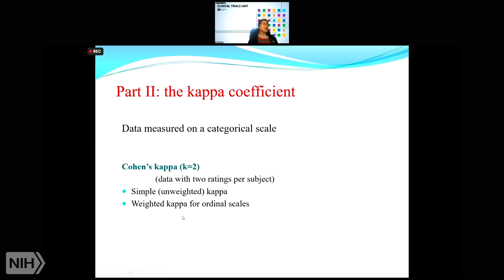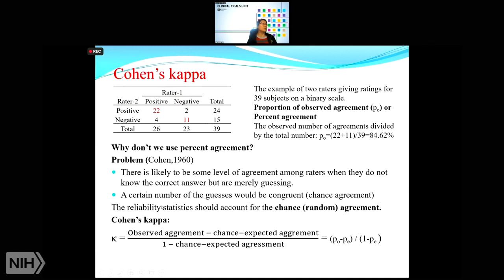In the second part of this lecture, I present the kappa coefficient for data measured on a categorical scale. I focus on Cohen's kappa, and introduce simple kappa and weighted kappa for ordinal scale. Here's an example of two readers giving ratings for 39 subjects on a binary scale. The results are summarized as a 2x2 contingency table. These tables show that the two readers agree on positive for 22 subjects and agree on negative for 11 subjects.